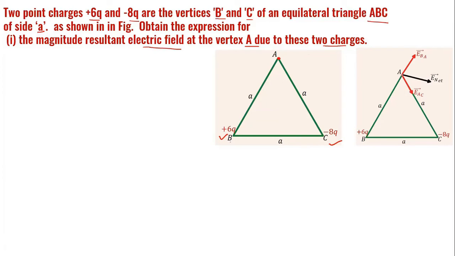At the vertex A, this plus 6q charge will be exerting the electric field in this direction because it is positive. So this is EBA, the electric field pointing from B to A, which will be pointing away from the plus charge. Next we want to find the electric field due to this negative charge which is at C. A negative charge takes the electric field towards itself, so the electric field at the point A will be pointing towards the negative charge.